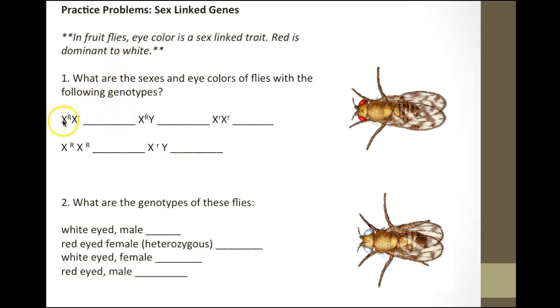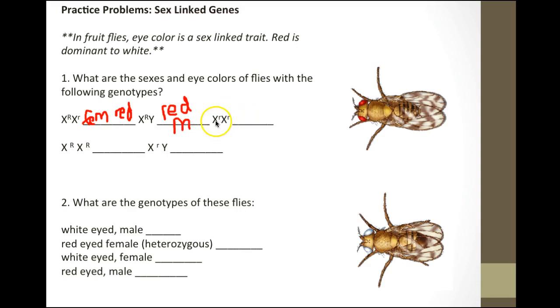Okay, so in this case, we have X big R, X little r. This is going to be a female. This is going to be harder to write than I thought. Female and red, because we have one capital R and red is the dominant. Okay, X big R, Y. So this is a male because we have an X and a Y, and it's going to be a male with red eyes because of the capital R. Okay, so red male. I'm just going to put an M for male.